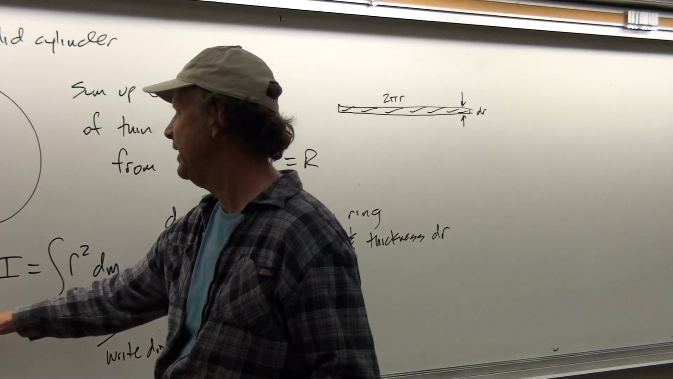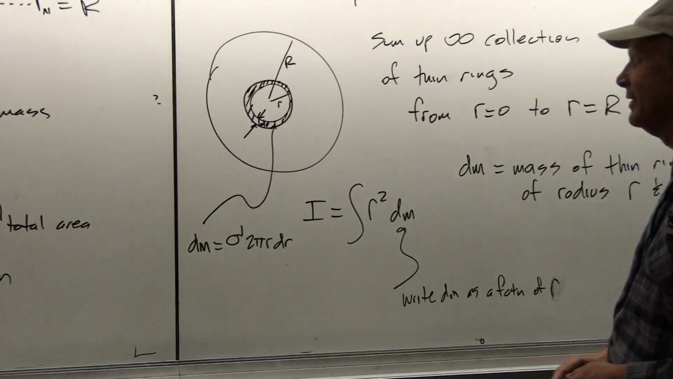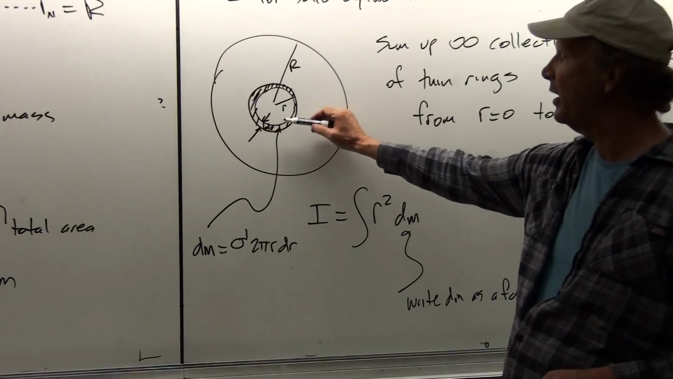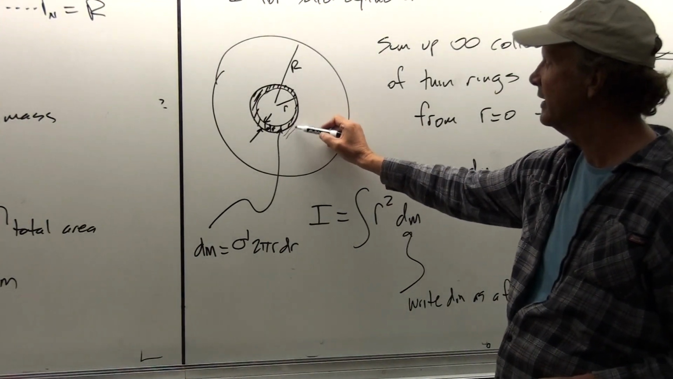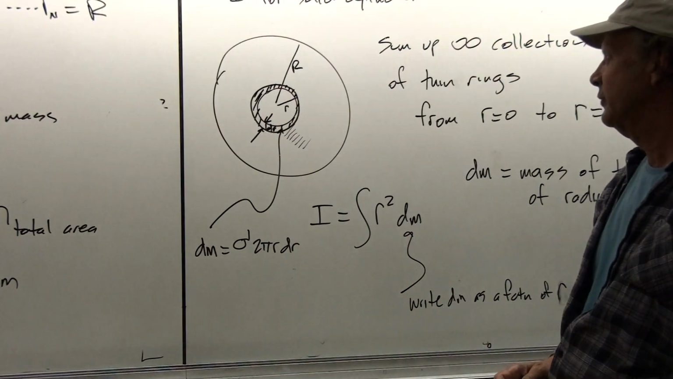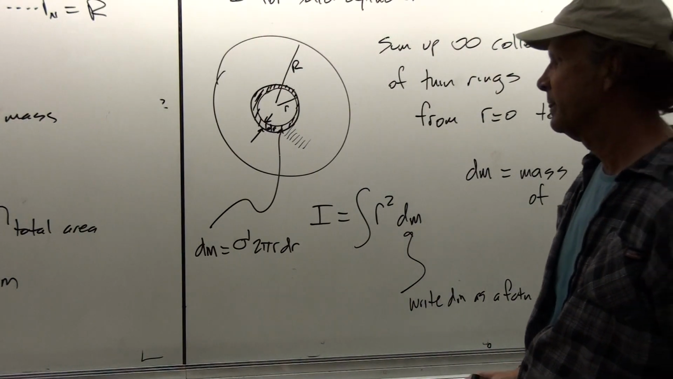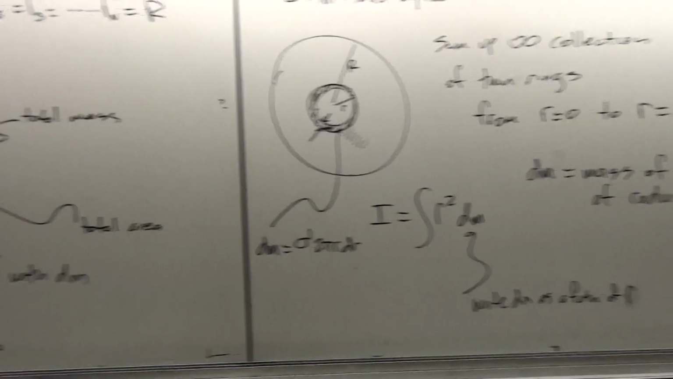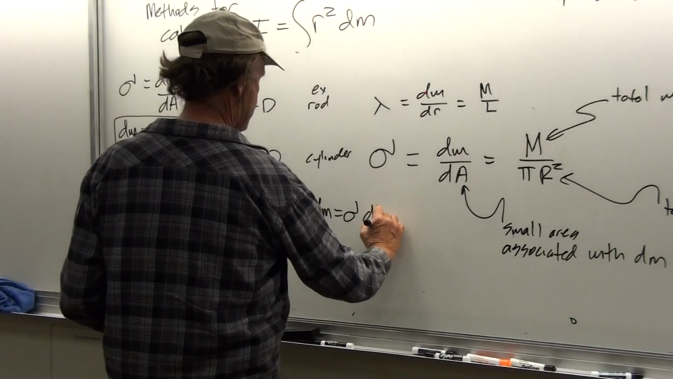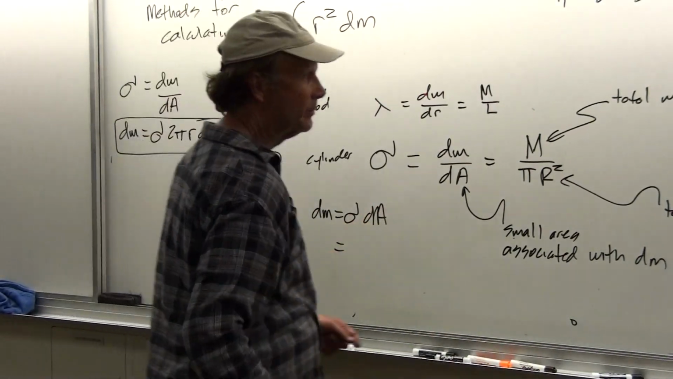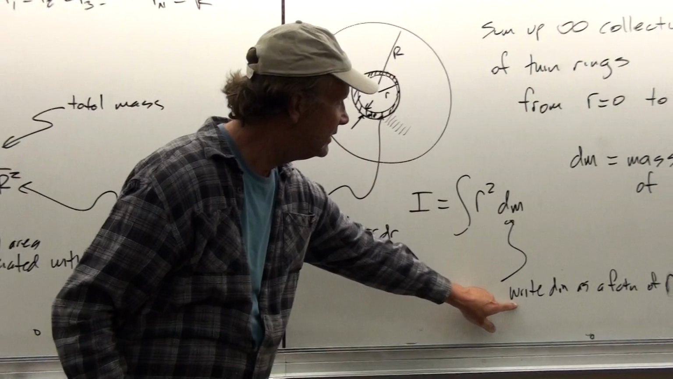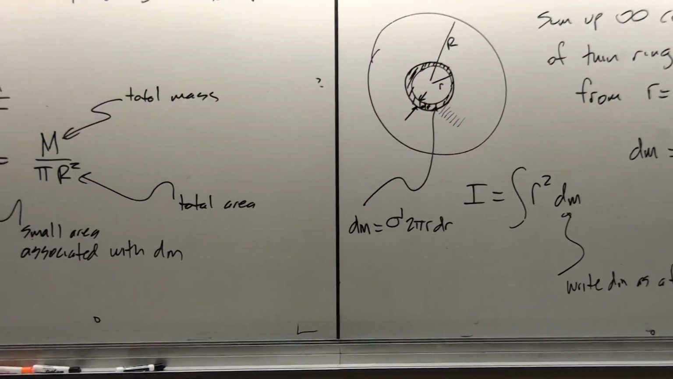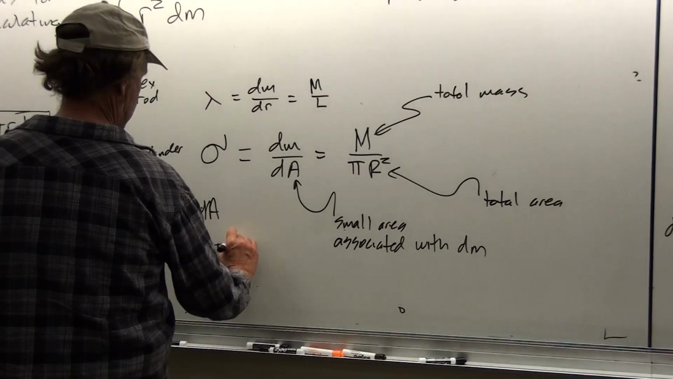So we have dm = sigma times dA, that gives us dm. So we've got something now that we can sum up. We can sum up all these little infinitesimal mass rings, infinite number of them, from 0 to r. And so this was the key step then, is to see that dm is equal to sigma times dA. And then we can plug that back into this expression to get dm strictly as a function of r. That becomes sigma times 2 pi r dr.